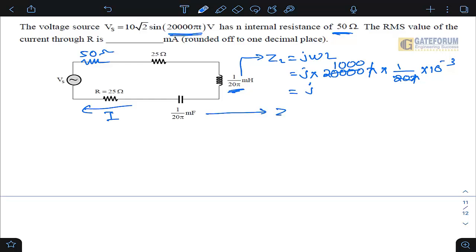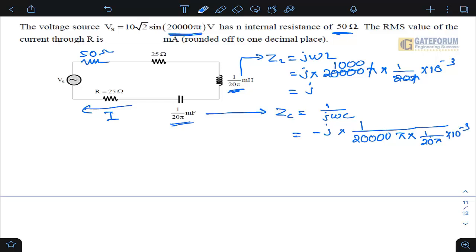Now similarly, what is your ZC? ZC will be 1 by j omega C. So it is minus j into 1 by omega. Again your omega is 20,000 pi, and C value is the same, 1 by 20 pi into 10 raised to power minus 3. Again pi cancels out. So 20 cancels, this is coming 1000. 1000 into 10 raised to power minus 3 is 1. 1 into minus j is minus j. So ZL is j, ZC is minus j.